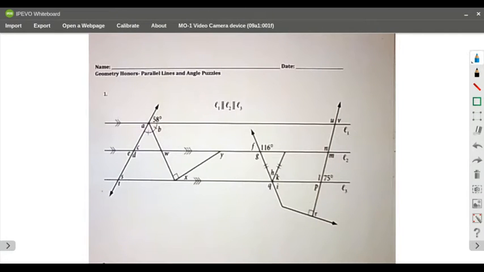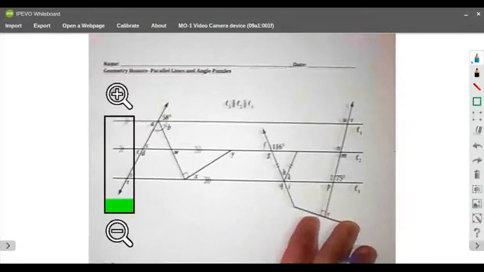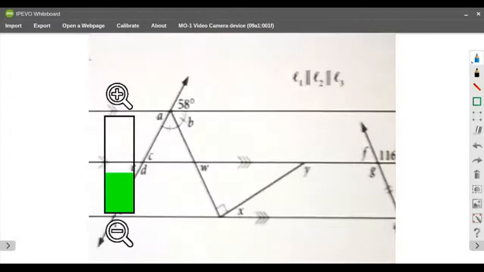So remember, you want to use the parallel lines and then things like corresponding angles, alternate interior angles, alternate exterior angles, and consecutive interior angles as well. And then also you can use things like vertical angles and linear pairs. So I'm going to zoom in on this part of the puzzle. I'm going to start over here.